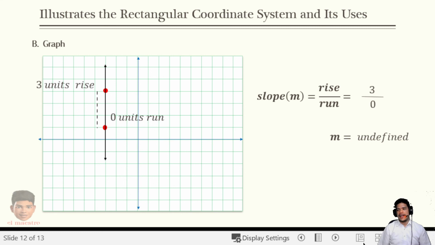Okay? So, these are the 4 cases class sa slope. If the line is less than 90 degrees, the slope is positive. If the angle of the line or it's leaning towards the left, the slope is negative. If it's horizontal, the slope is 0. And if it's vertical, the slope is undefined.